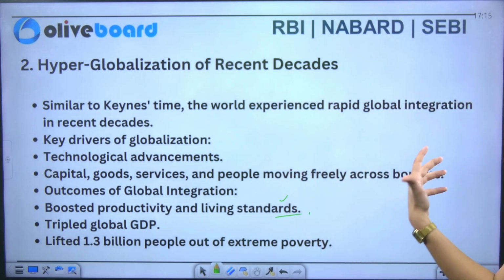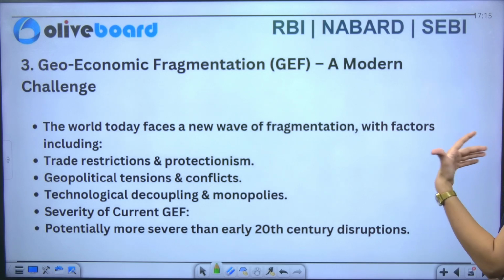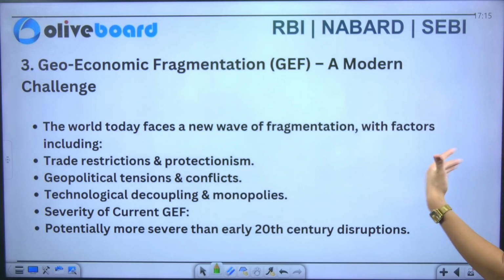Similarly, it tripled global GDP and lifted 1.3 billion people out of extreme poverty. This is what is written here. Now, geo-economic fragmentation, a modern challenge. How is this a challenge today? The world today faces a new wave of fragmentation with the following factors.